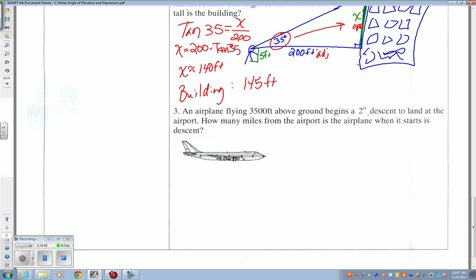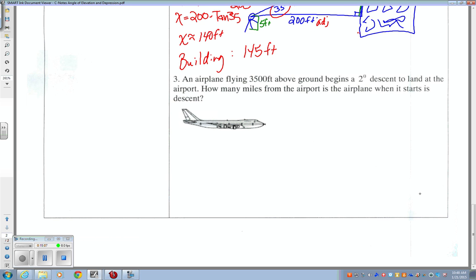Number 3. An airplane flying 3,500 feet above ground begins a 2-degree descent to land at an airport. How many miles from the airport is the airplane when it starts its descent? So think about it. We got the plane. We got to figure out the drawing. What will we do?